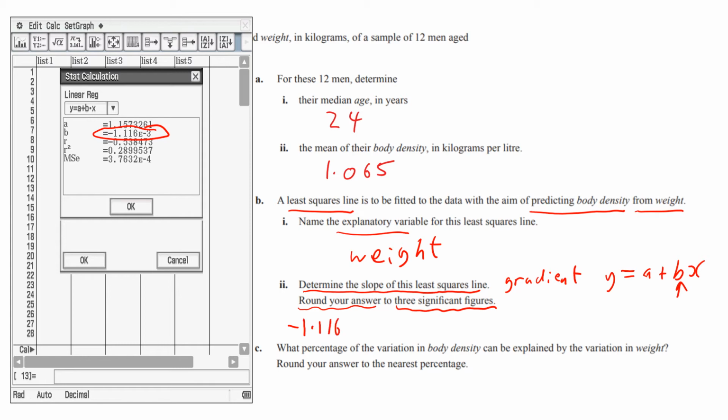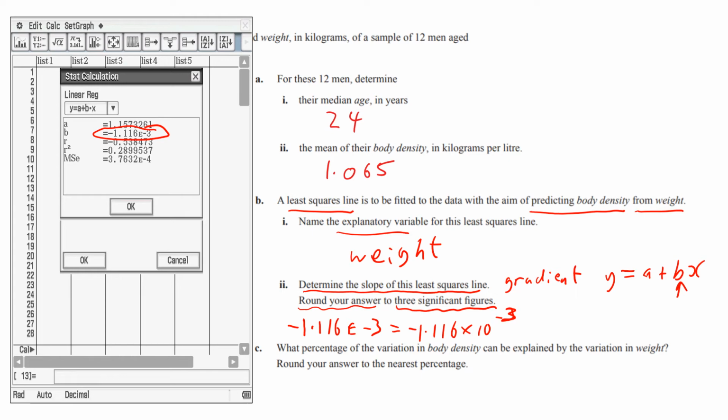So we got minus 1.116, and then you get that e neg 3. So you can't write that, you'll be in trouble. You've got to translate that. This e means exponent. So this is exactly the same as saying minus 1.116 times 10 to the neg 3. And I think they should allow that because it's just scientific notation. They didn't say anything in the answers about that.